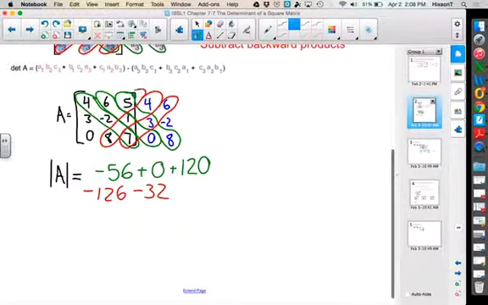And then our last backward diagonal, 5 times negative 2 times 0 is 0, so we're subtracting 0. I'll write it in there just so you can see we did all three of them.